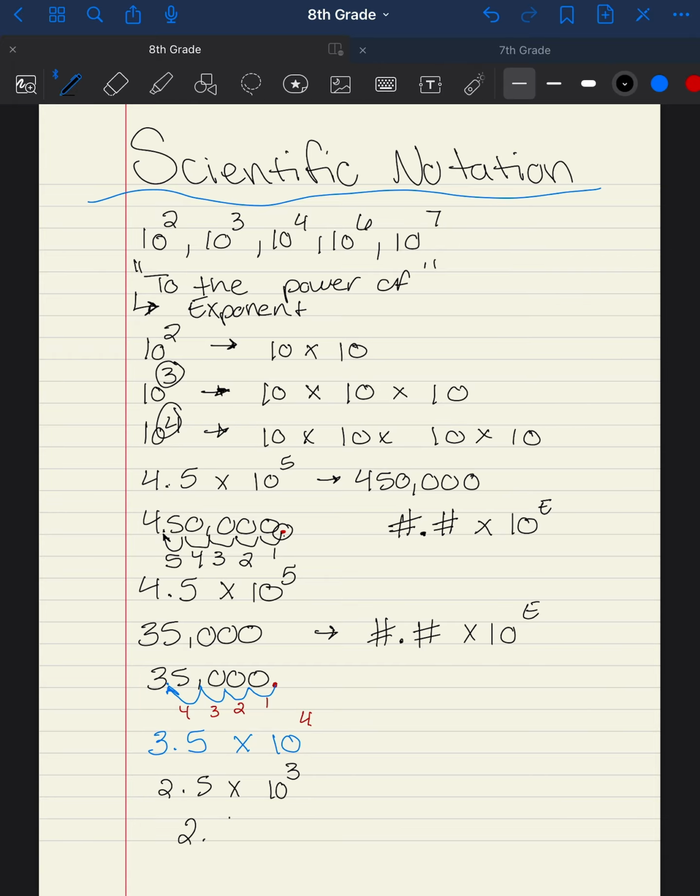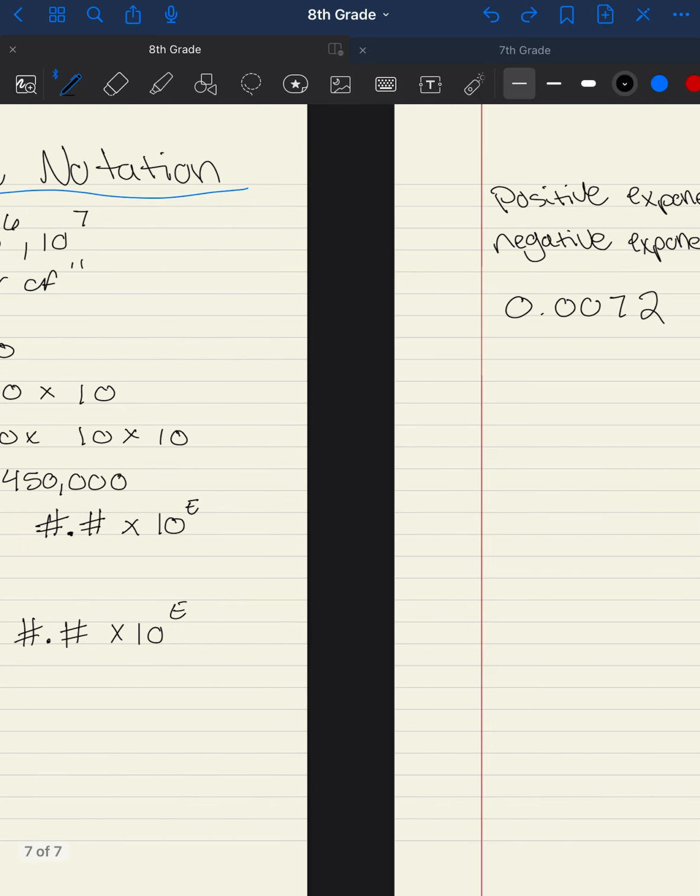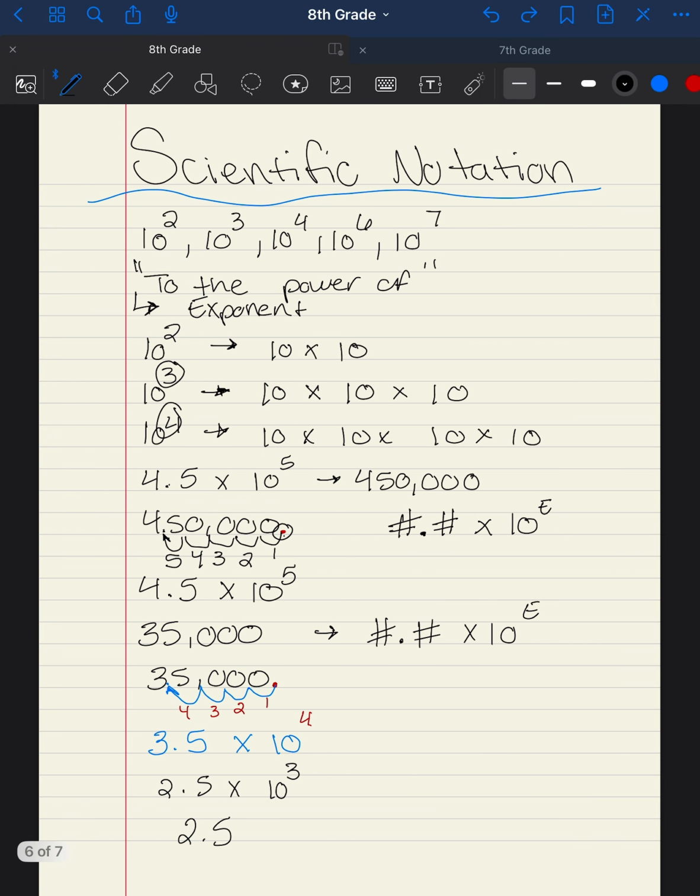Let me rewrite 2.5. Now, if I move the decimal this way and add zeros this way, my number is going to get smaller. Positive exponent, number big. So I have to move my decimal this way and then add zeros this way for number big. So let's do that.